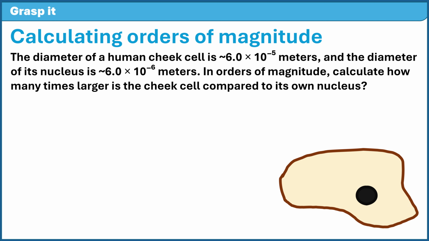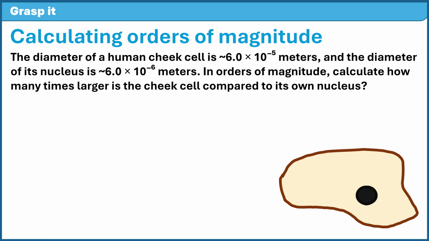The diameter of a human cheek cell is 6 times 10 to the minus 5 meters, and the diameter of its nucleus is 6 times 10 to the power of minus 6 meters. In orders of magnitude, calculate how many times larger is the cheek cell compared to its own nucleus.